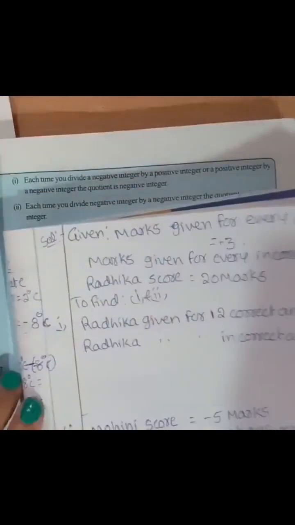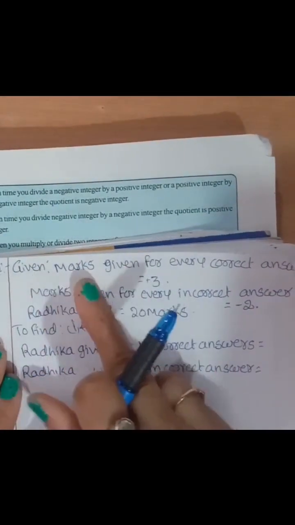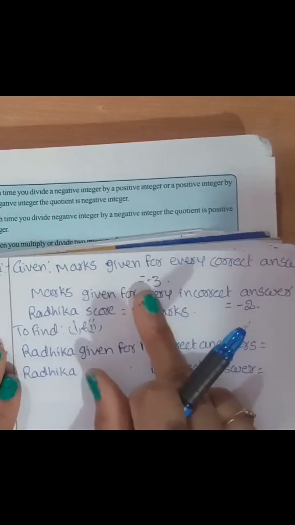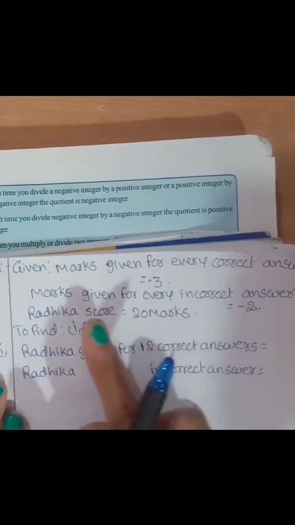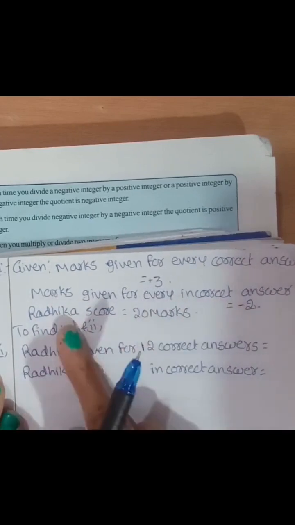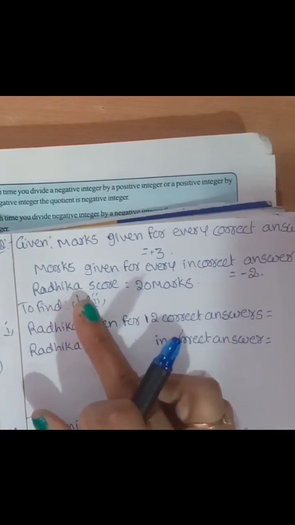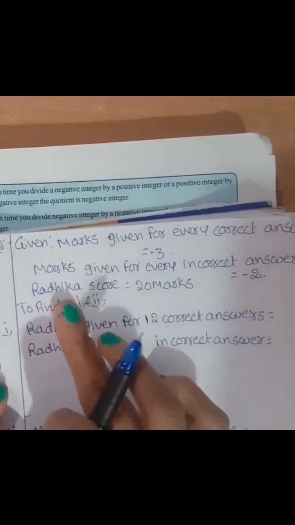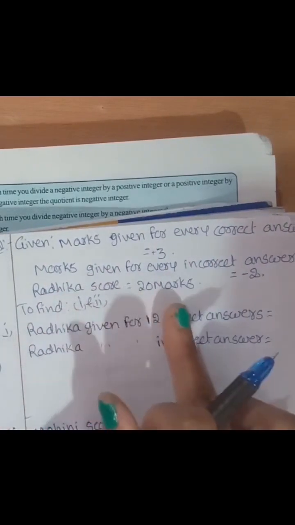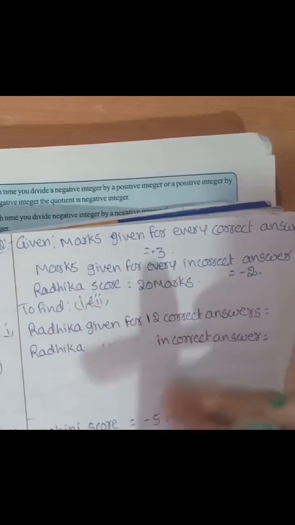Yeah, first one is the solution. You can write down the given problem. First of all, the given data: marks given for every correct answer is 3 marks only, plus 3. Marks given for every incorrect answer is minus 2 only. For questions not attempted, it is 0, you just leave it. And Radhika's score is also given in the problem, that is 20 marks. We have to find the first and second parts.